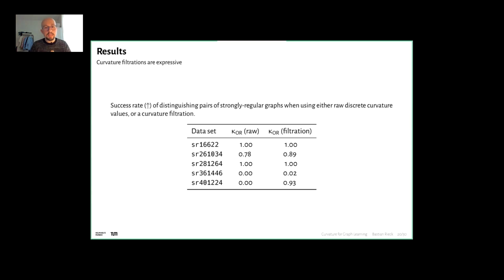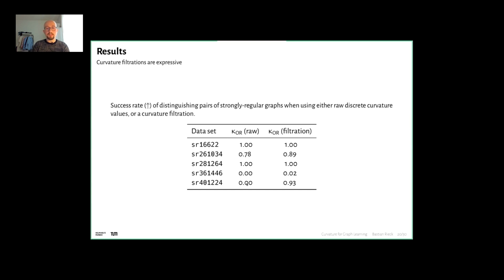And in fact, we can even show that this distinguishing property is better when we use the curvature values in a filtration setting than when we use them in a raw setting, so as just a descriptor of the graph. Now, the exact specifics of these experiments are not relevant here, but I just want to point out that if we use different data sets which consist of strongly regular graphs, which are really hard to distinguish for other methods, then we find that if we start with the raw value, so with just the distribution of curvature, there are certain times where this doesn't work at all.